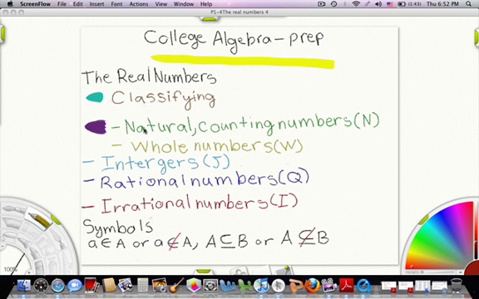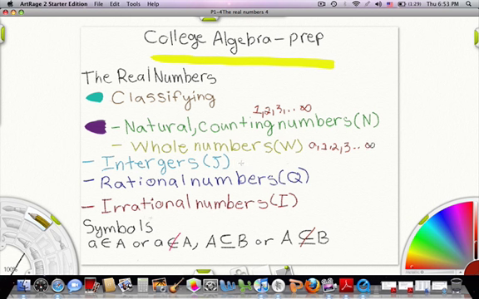Real numbers consist of natural numbers, whole numbers, integers, rational numbers, and irrational numbers. If you recall from our previous video, natural numbers take the number set of 1, 2, 3, dot, dot, dot, to infinity. And whole numbers take the number set from 0, 1, 2, 3, dot, dot, dot, to infinity.